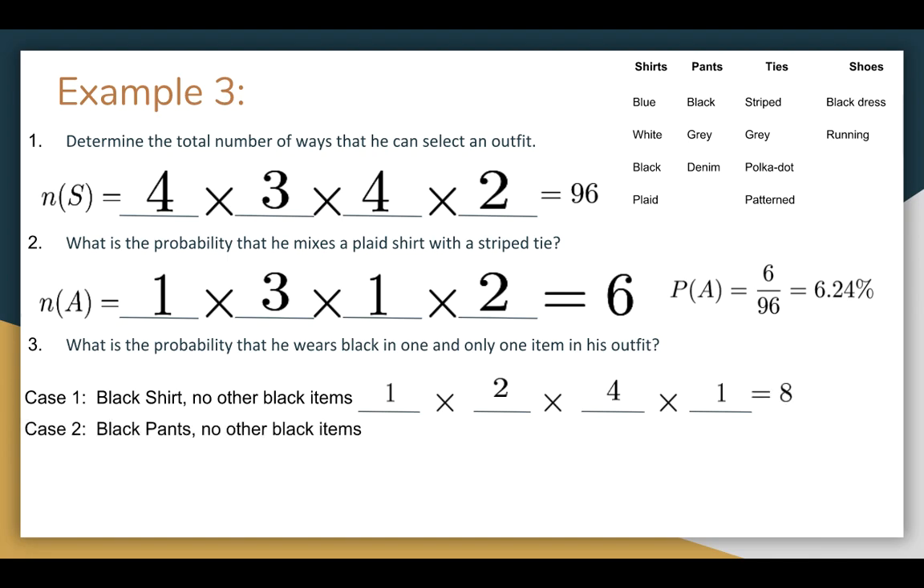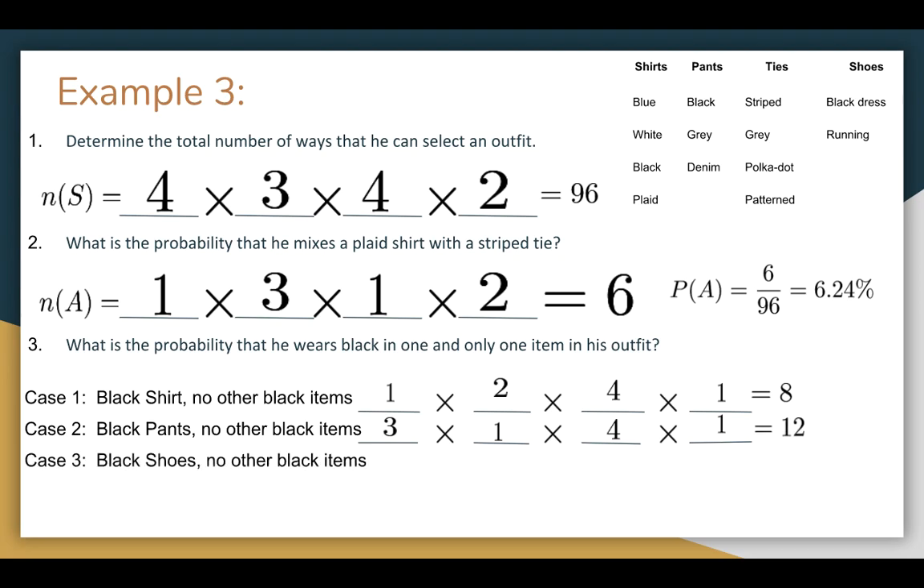Case 2 is black pants. So we've got 4 slots. 1 way to do the black pants. 3, 4, and 1 ways to do not black everything else. And then black shoes. 1 way to do the black shoes. 3 ways to do not black shirt, 2, and then 4, which is 24. If we add those up, because we can't get a black tie, we get 44 out of 96, and so it's 46%.